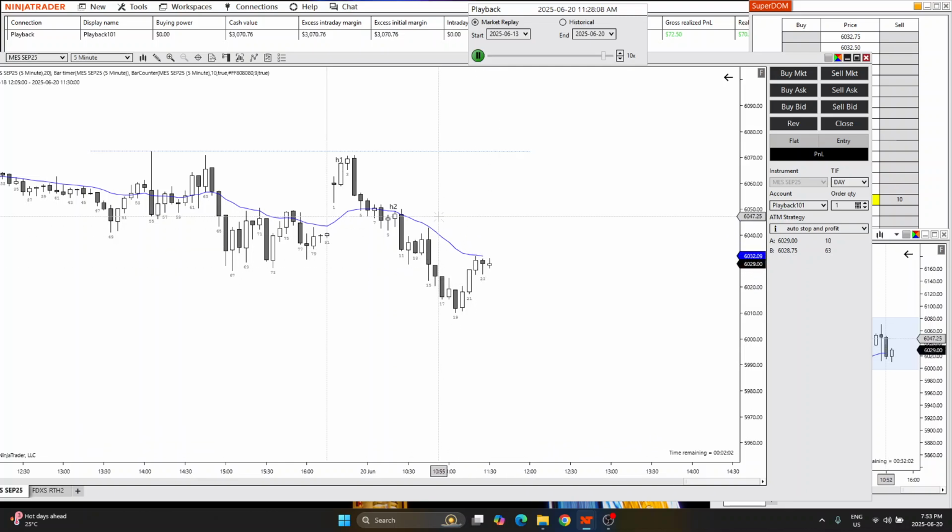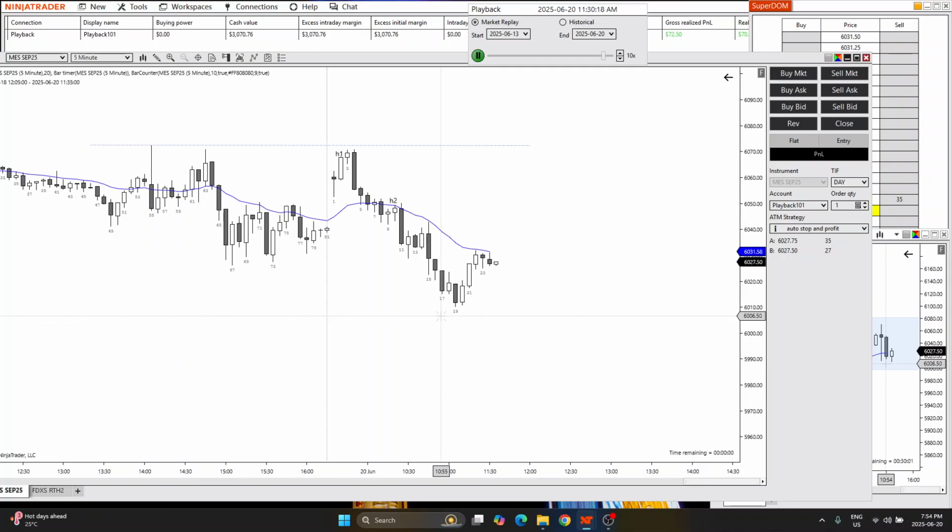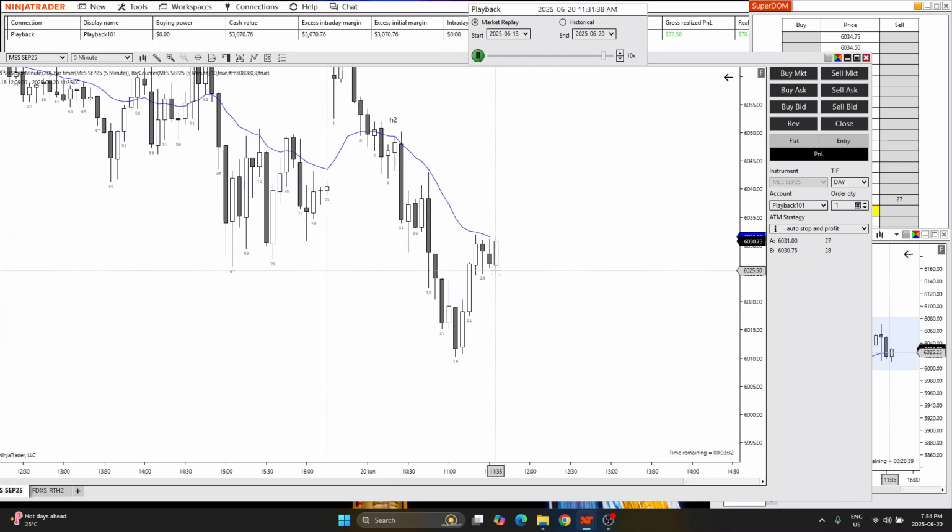So if a low 2 setup forms, I will short it, hoping that we'll test at least the close of this bar, close of this 19 bar. Low one, no, not yet. I don't see any low one.